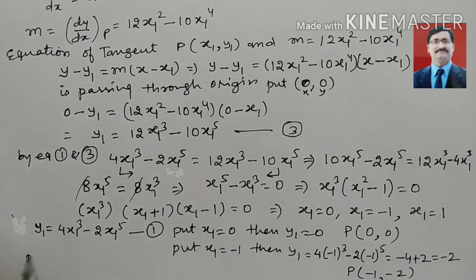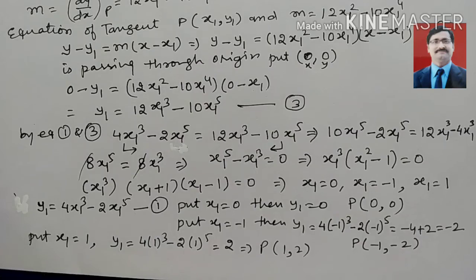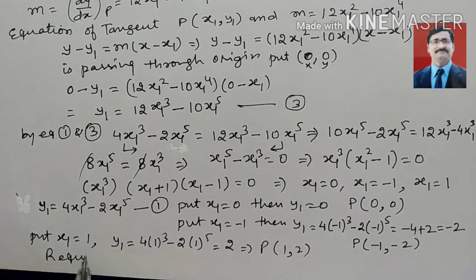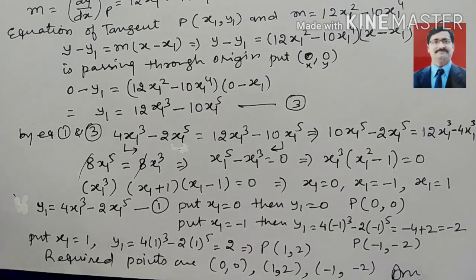Look here, we will put x1 equal to 1 also, so y1 will be equal to 4 into 1 power 3 minus 2 into 1 power 5, and this will be 4 minus 2 is 2. So this point we get is 1 and 2. So look here, the required points are 0 0, 1 2 and minus 1 and minus 2. So look here, we get 3 points. These are the answers.